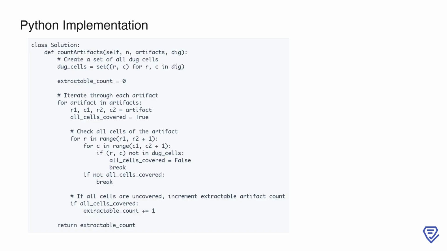Finally, the function returns the count of extractable artifacts after processing all artifacts. This solution runs efficiently in O(K*M), where K is the number of artifacts and M is the maximum number of cells per artifact. Using a set for dug_cells ensures constant time complexity for membership checks, making the approach suitable for the problem's constraints.